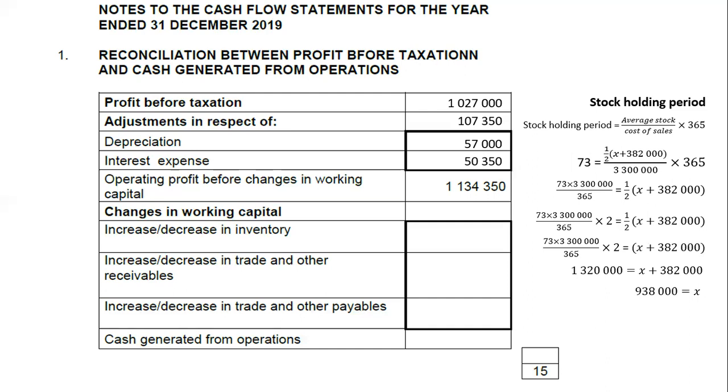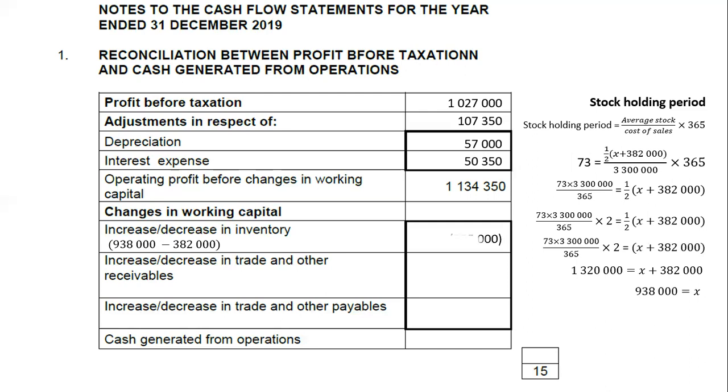Please note that that is our trading stock for this year. So our inventory for this year is 938,000. For last year, it was 382,000. It means that our inventory went up. When inventory goes up, it results in a cash outflow, as it means that we purchased stock.